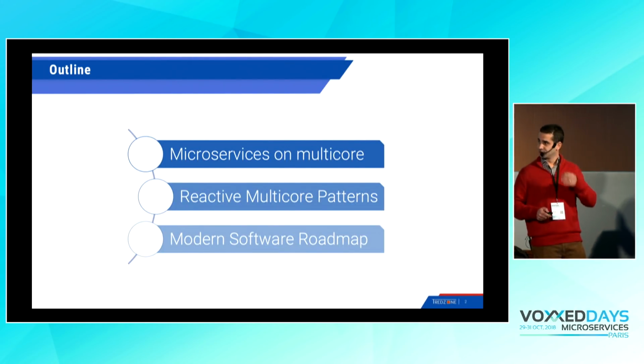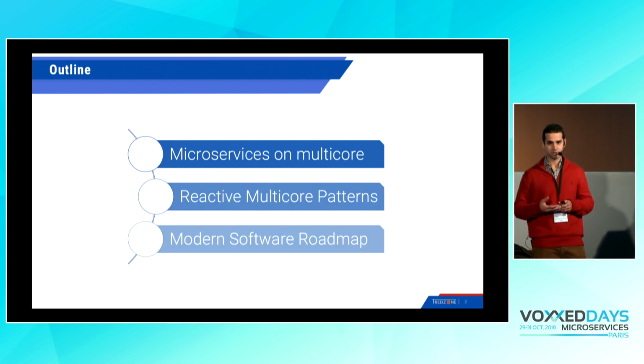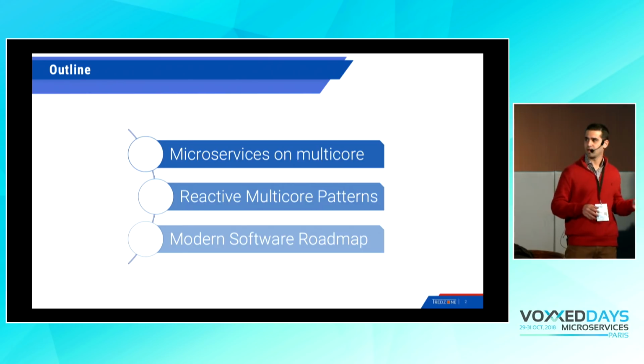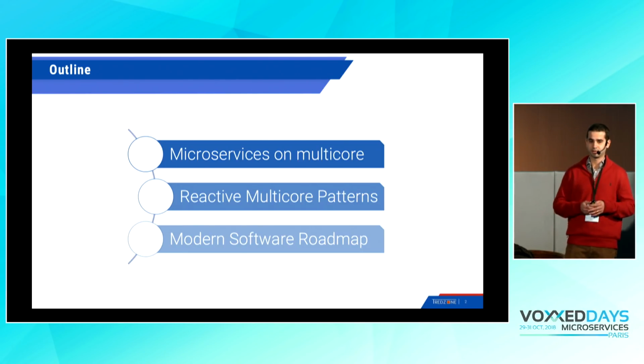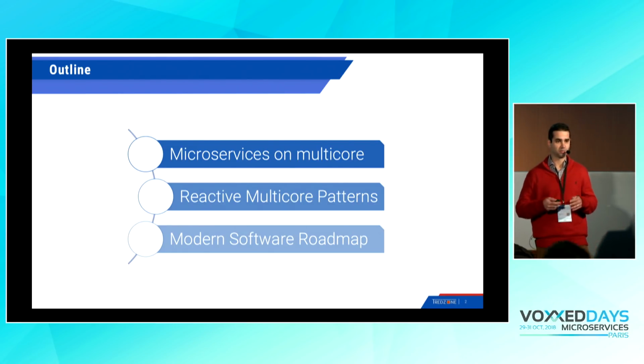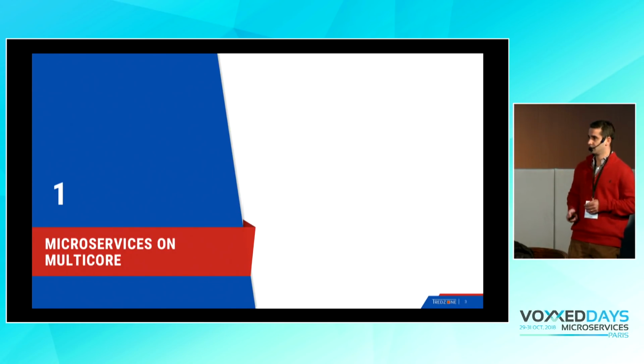So the outline of the presentation, 3 parts. First part is why multicore impact the performance of microservices. Second part, given by Alain, reactive multicore patterns. So we have 7 patterns we will show in this presentation. And finally, our vision, what's the best roadmap to design modern software. So let's start.